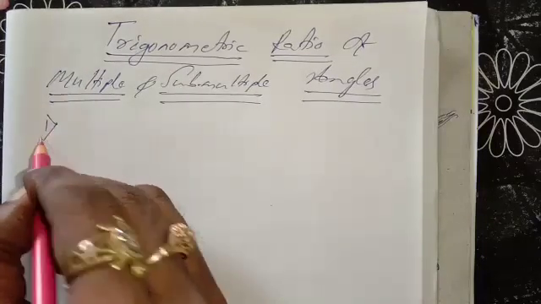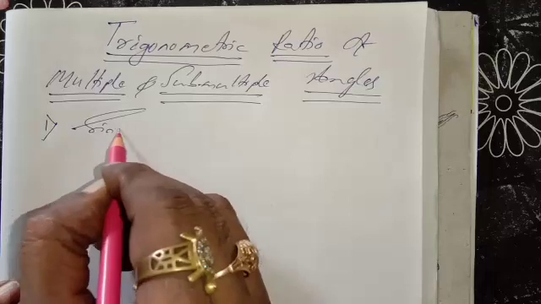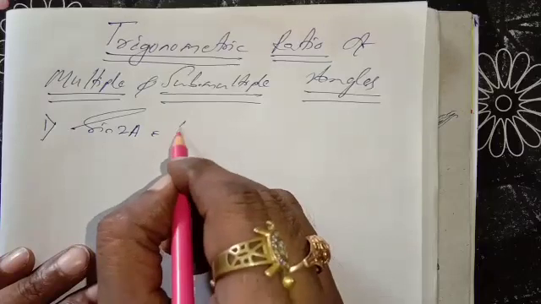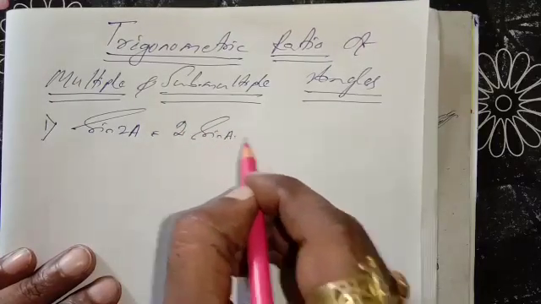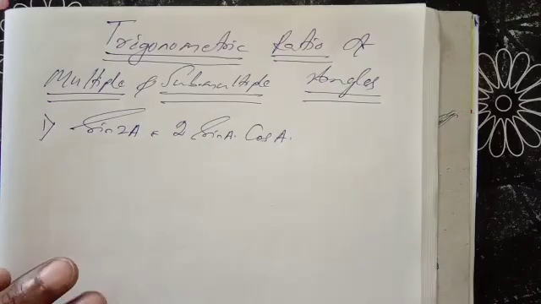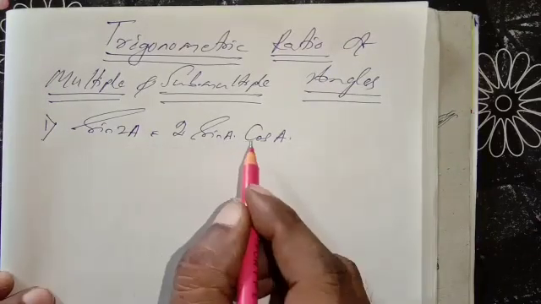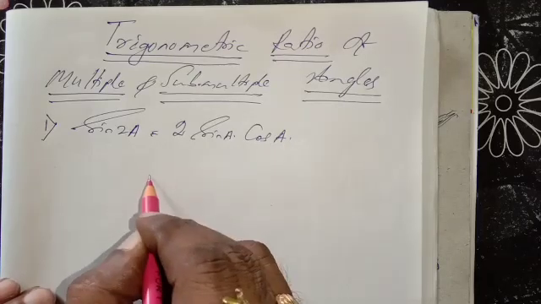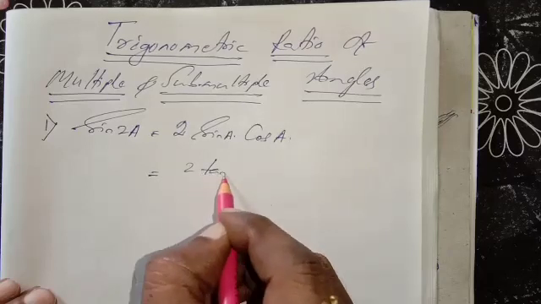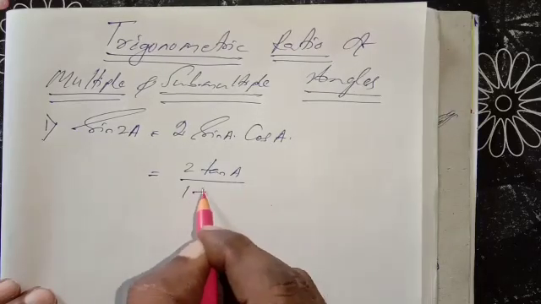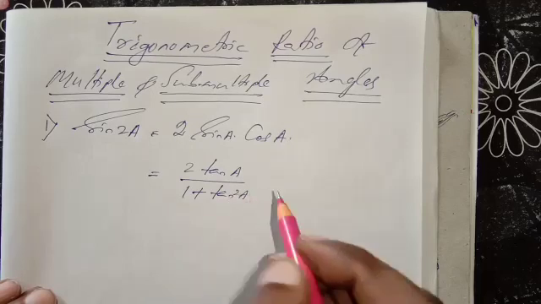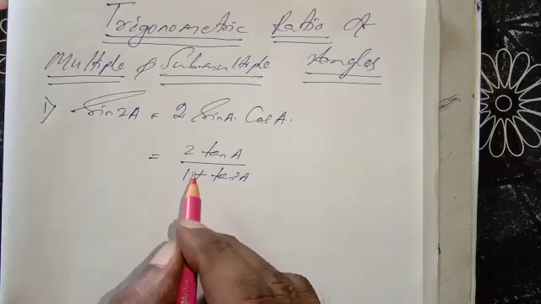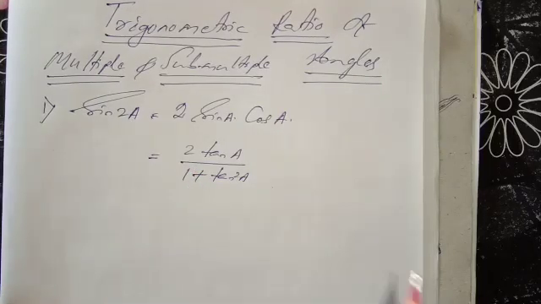The formula required for this: sin 2a. This is a multiple angle. Sin 2a, the formula is 2 sin a into cos a. This is the main formula. Sin 2a formula is 2 sin a cos a. Another sin 2a formula in terms of tan a is 2 tan a by 1 plus tan square a. Two formulas are required for the multiple angle sin 2a: 2 sin a cos a, and the other one is 2 tan a by 1 plus tan square a.